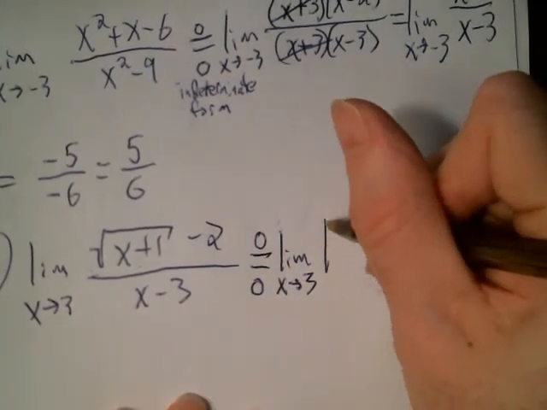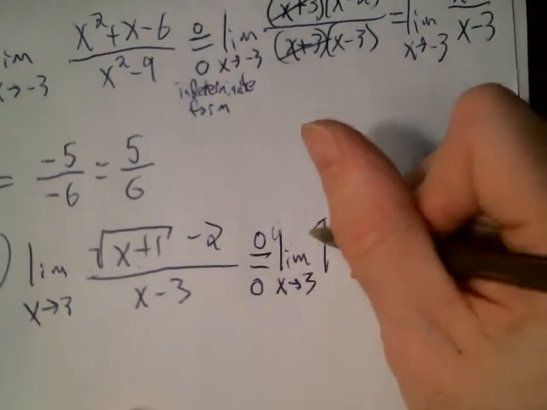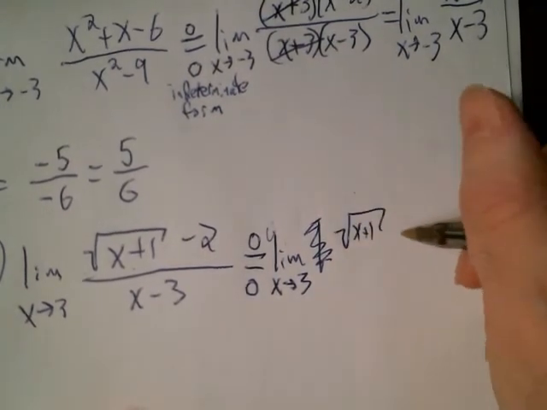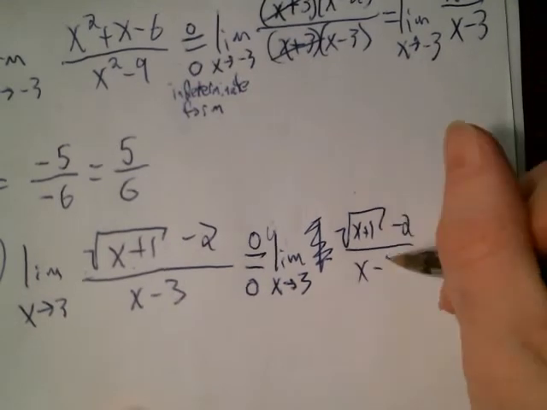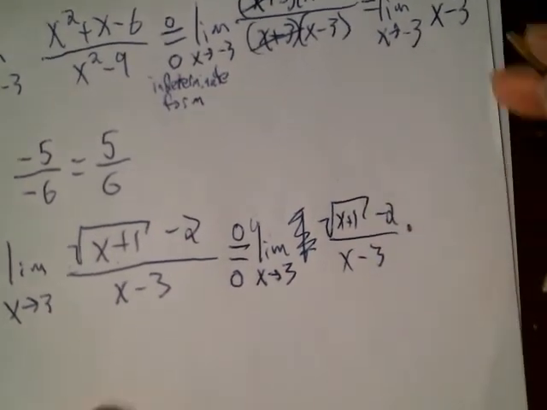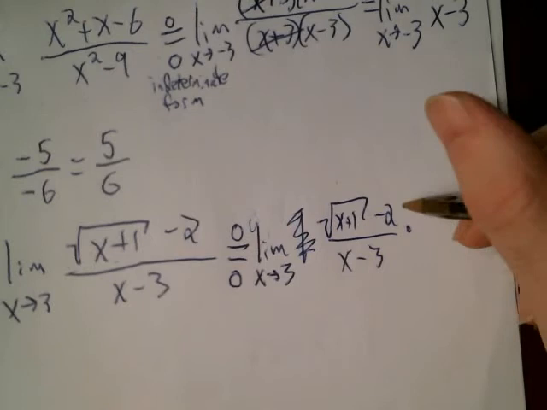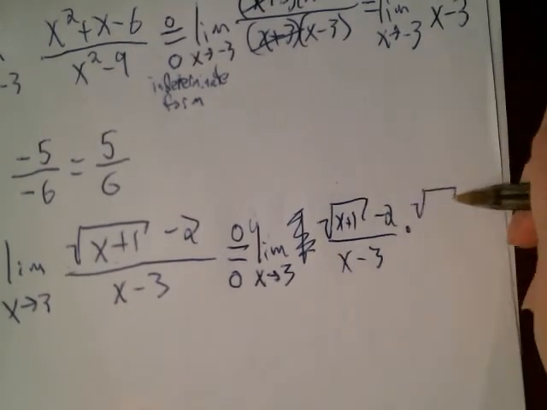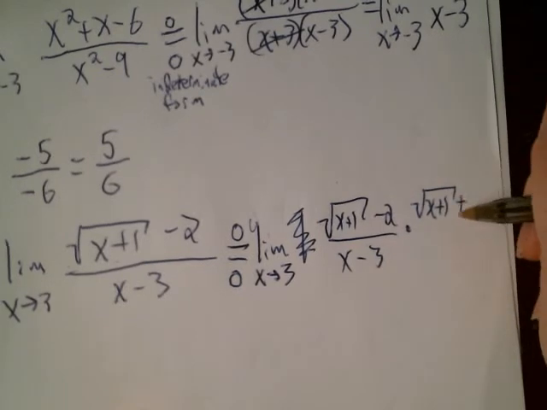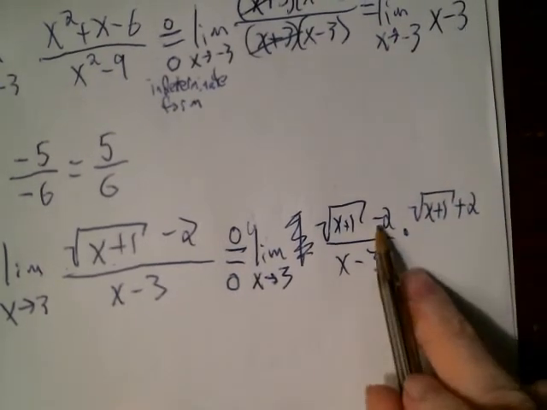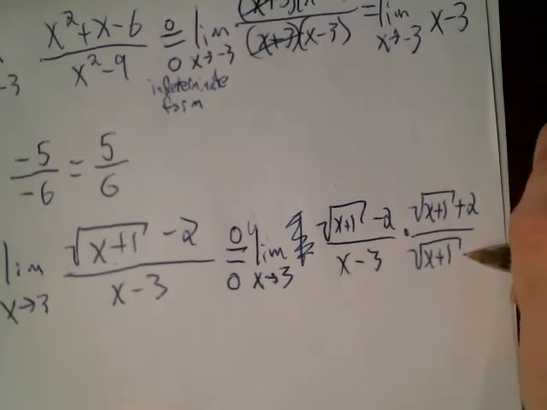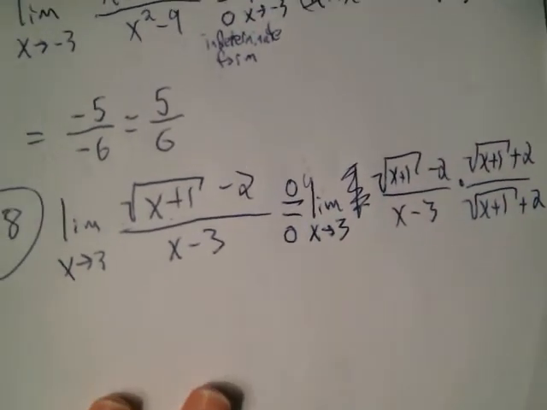Okay, so you may have seen this before. So I have the square root of x plus 1 minus 2 all over x minus 3. It's the same as rationalizing the denominator, except you take the conjugate, multiply top and bottom by the conjugate of the numerator. Right? So I'm going to multiply top and bottom by the square root of x plus 1 plus 2. You just change the sign in between these two expressions, all over the square root of x plus 1 plus 2. Okay?